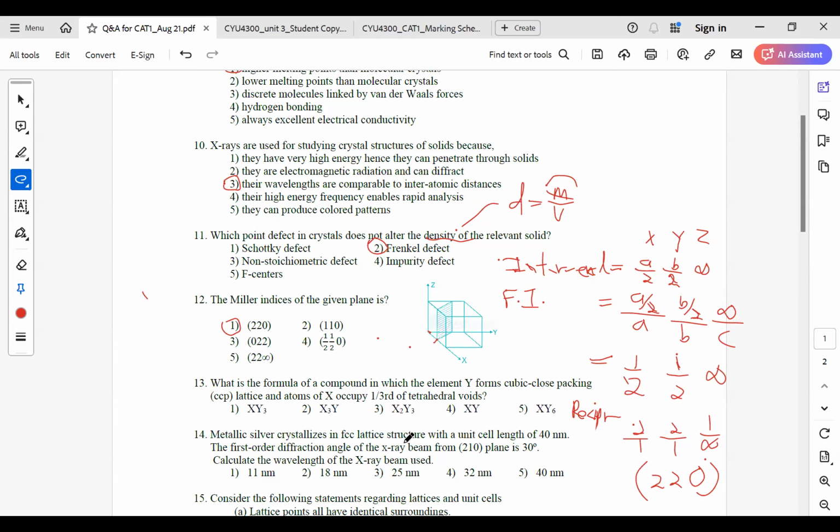What is the answer for that? The formula of a compound in which the element Y forms cubic close packing lattice and atoms of X occupy 1/3 of tetrahedral voids. So how do you answer that? People are sending me the correct answers. It's 3, but I want to know how you get that.